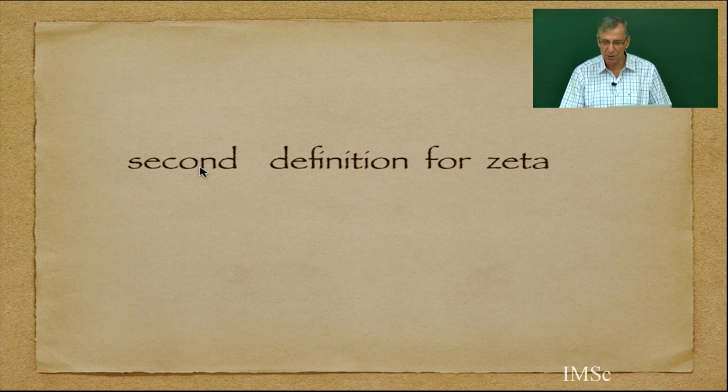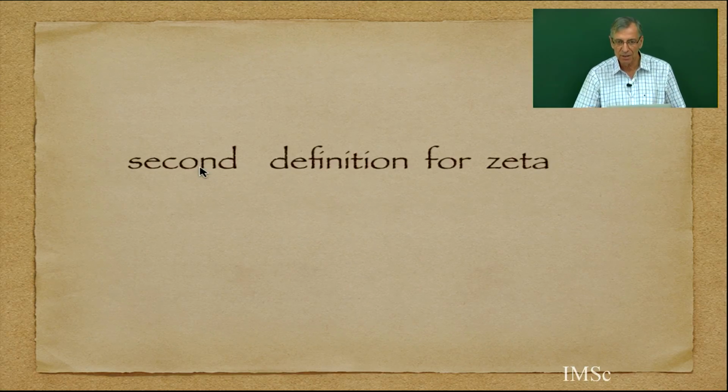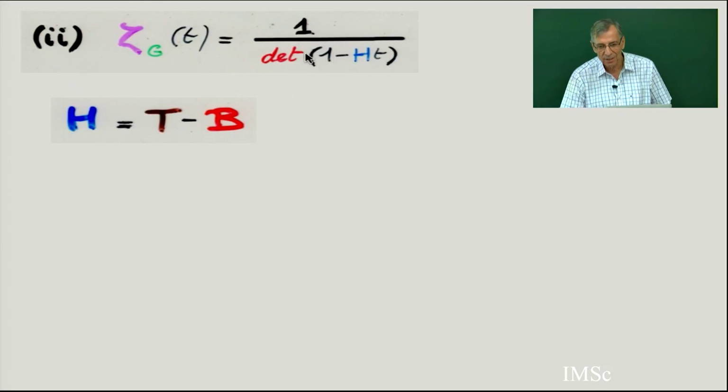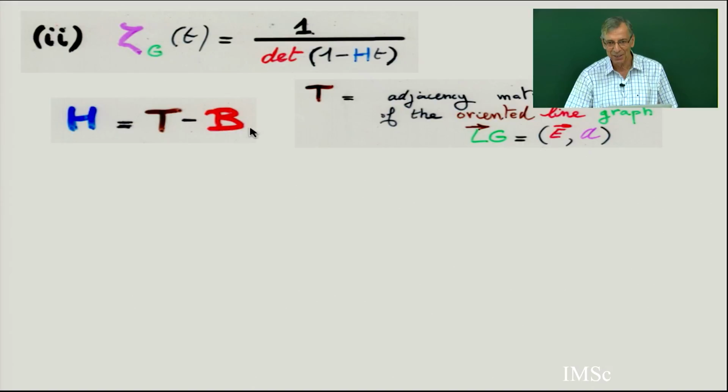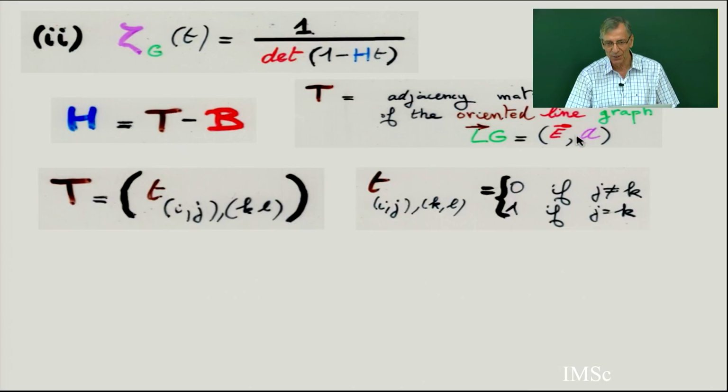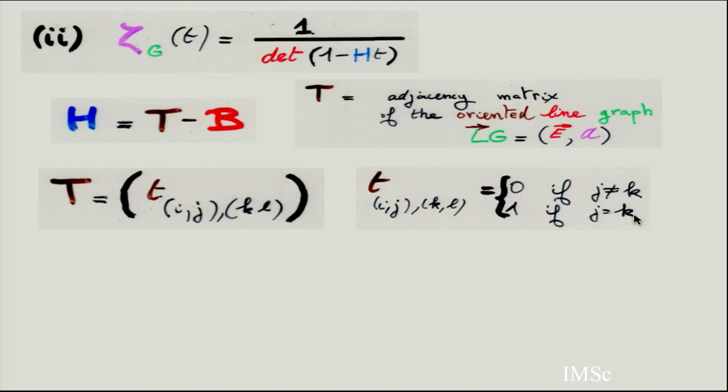So this gives the second definition of the zeta function as the inverse of a determinant. Now everything is ready to give this second formula. So T is the matrix of the oriented line graph. You see, it's the adjacency matrix of the oriented line graph. So between edges Aj and Kl, you put a 0 if j is different from k, and you put a 1 if j equals k. So this is the adjacency matrix of the oriented line graph.